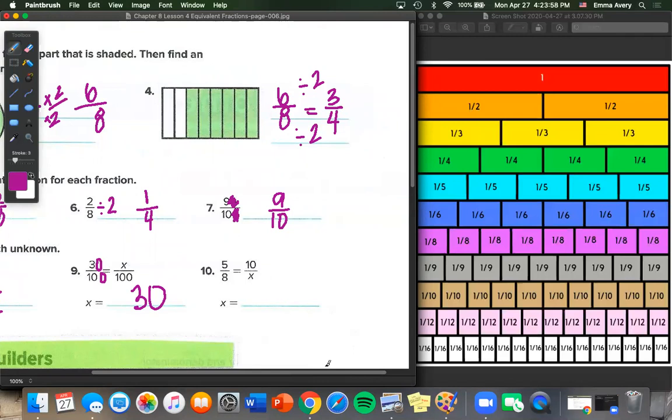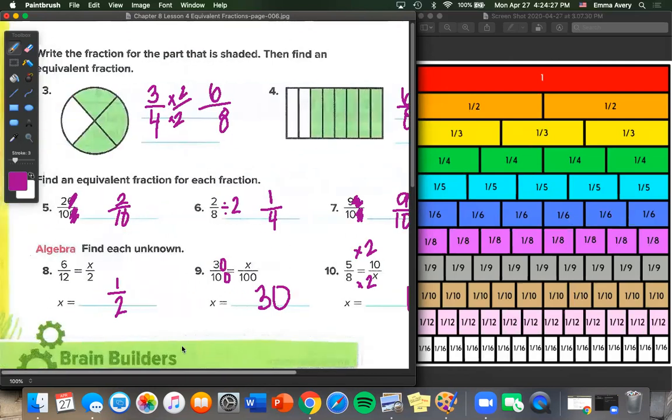5/8 equals 10 over what? Well, the difference between 5 and 10, we multiply by 2. So if 5 times 2 is 10, 8 times 2 equals 16. And we can check that over here. 1, 2, 3, 4, 5, 6, 7, 8, 9, 10. So 10/16 is also equal to 5/8.